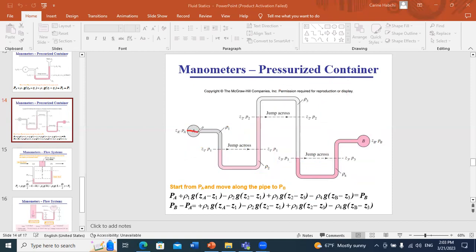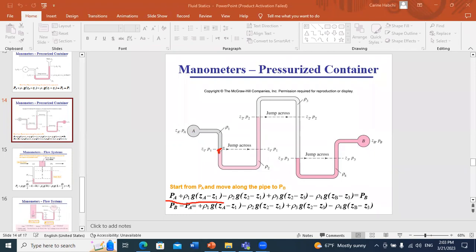Since I move first horizontally, there is no change in pressure. Now I should move vertically downward a certain distance, H1, which is ZA minus Z1. So my pressure will increase. So I can say that PA plus rho 1 GH1. I am at this level. I found the pressure at this point. So the pressure at this point is equal to PA plus rho 1 G ZA minus Z1.